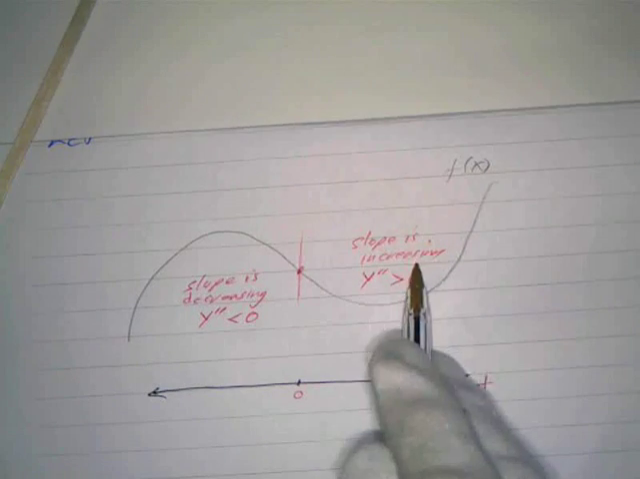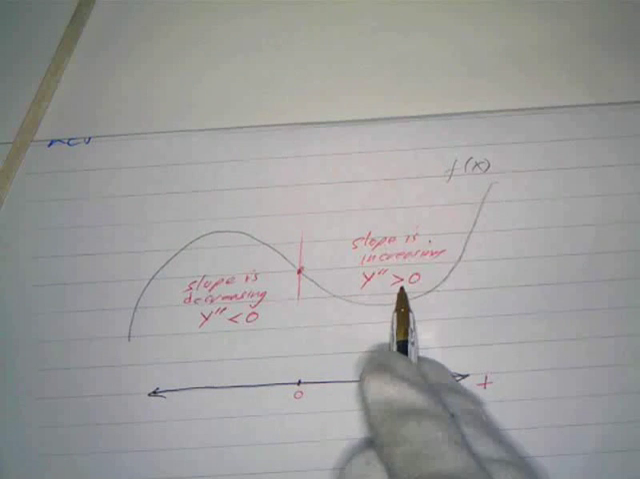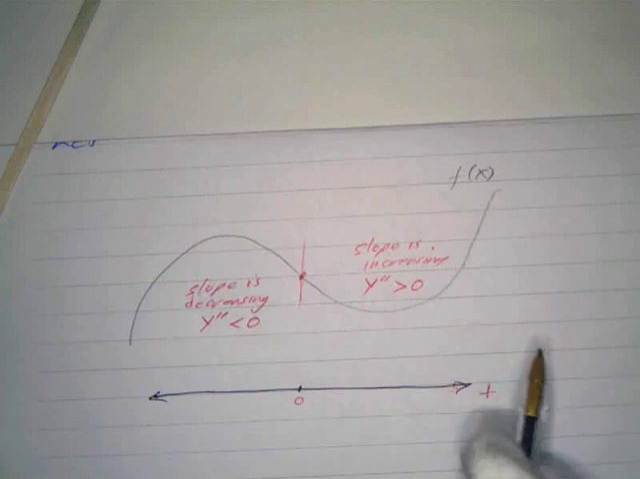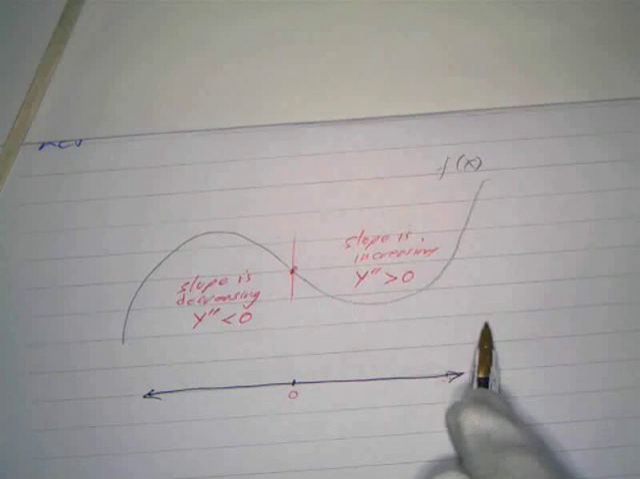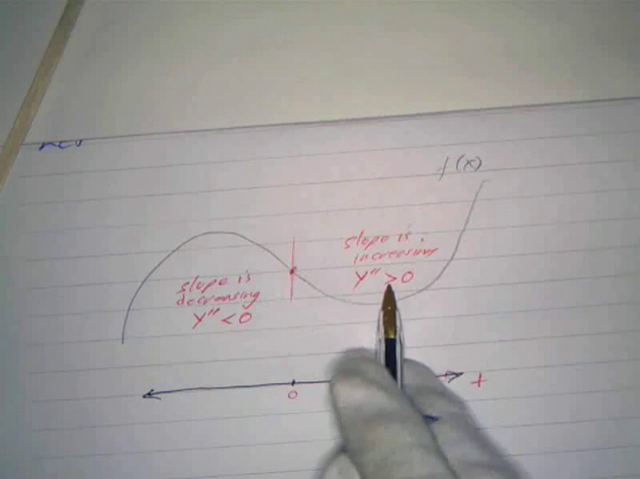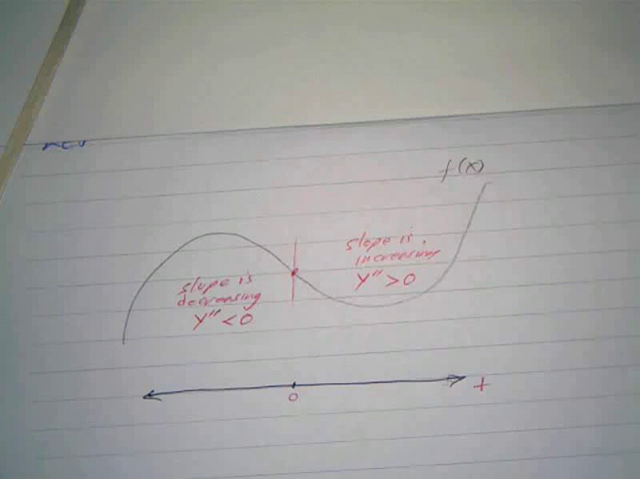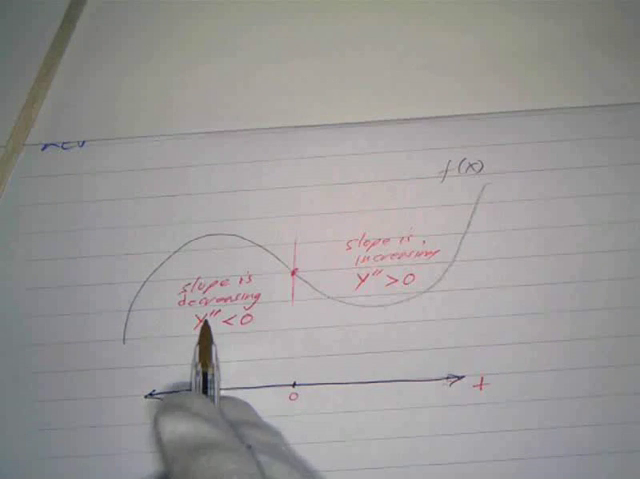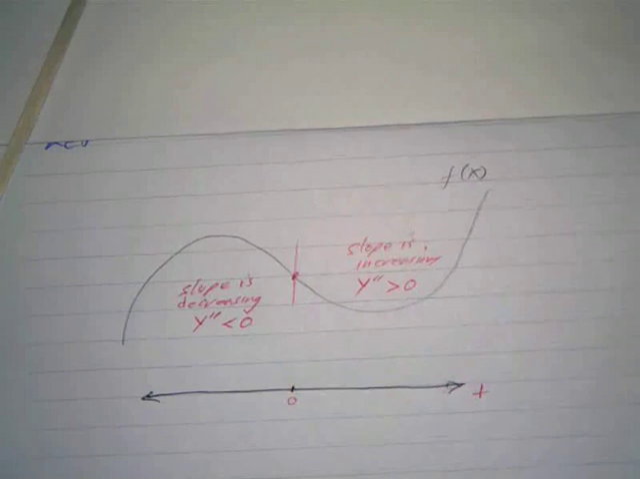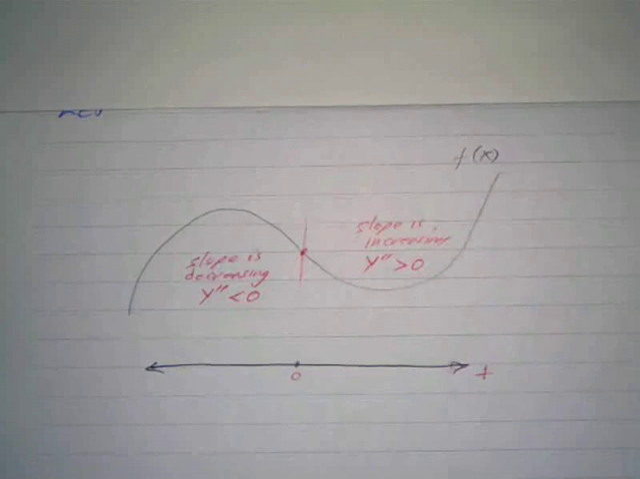So if the slope is increasing, its derivative would be positive. Just like if a function is increasing, its derivative is positive. If the slope is increasing, its derivative, which is the second derivative, is positive. And just like when a function is decreasing, its derivative is negative. So when the slope is decreasing, its derivative is negative, but the slope is already the derivative, so that's the second derivative. So hopefully that makes sense, all right?